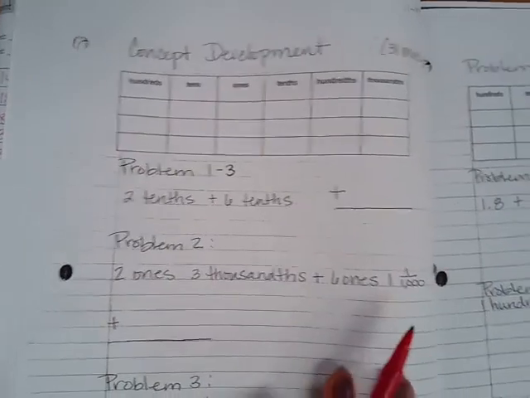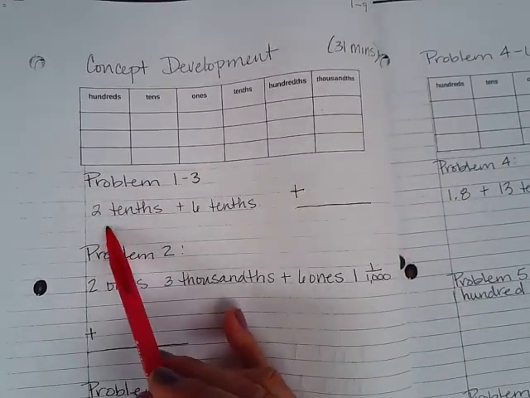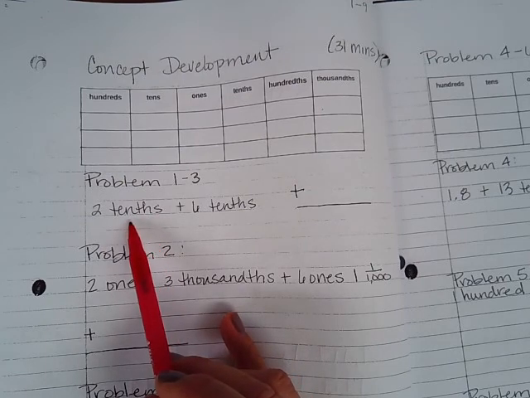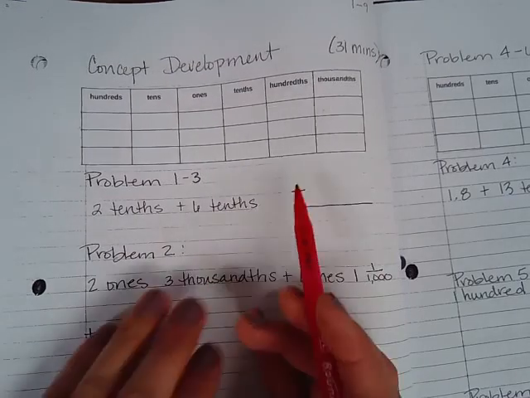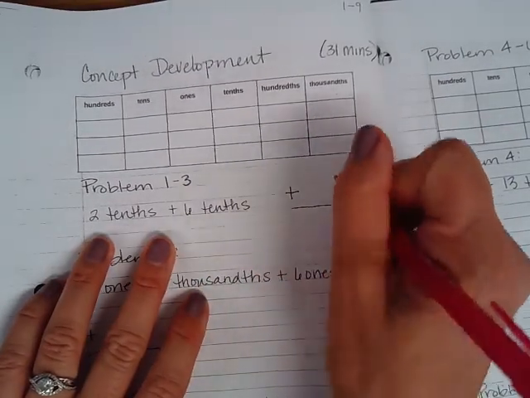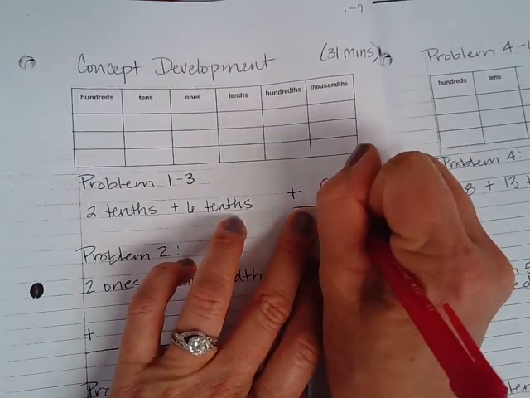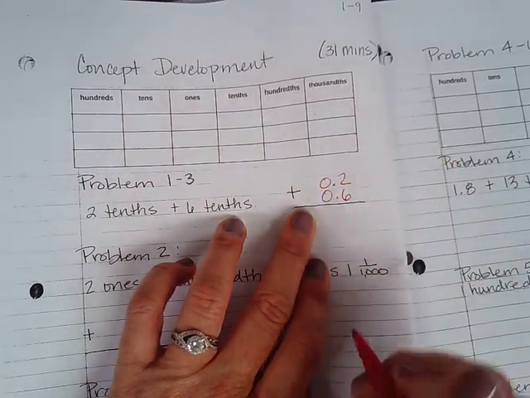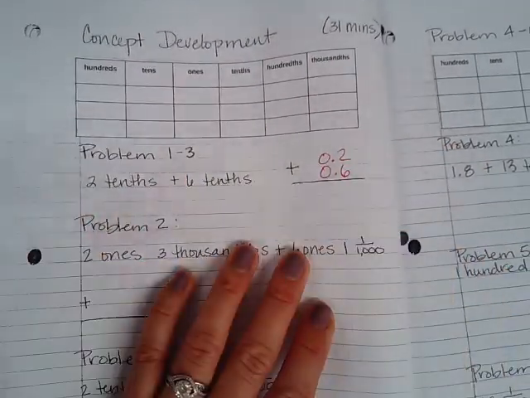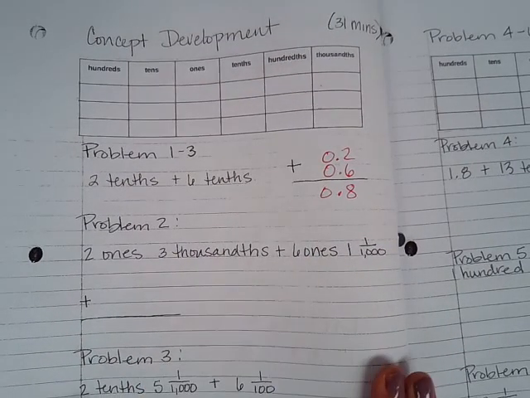So problems 1, 2, and 3 are right here on this page. We are going to practice adding 2/10 plus 6/10. So 2/10 plus 6/10, if we had to line this up, so here's 2/10 plus 6/10, we would end up with, show me with your fingers. Yes, you are absolutely correct, 8/10.